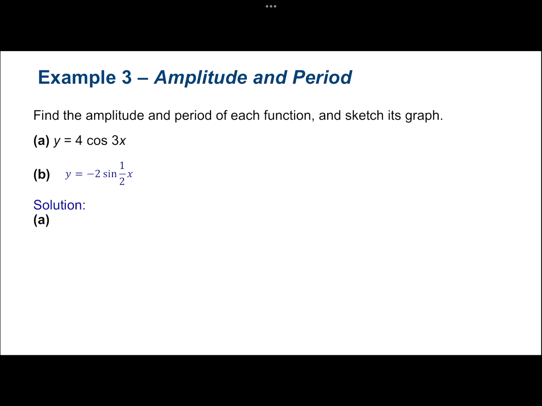So here we want to find the amplitude and the period and then sketch the graph. If we look at part A, I have y equals 4 cosine x. Well, our amplitude is the number in front, so our amplitude is 4. Our period, there is not a number in front of the x. When there's not a number in front of it, our period is simply 2 pi.